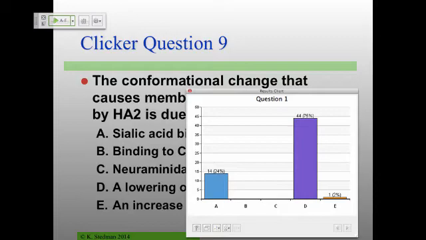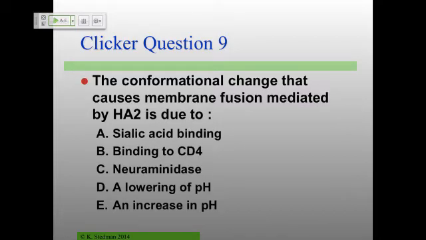You do have sialic acid binding, which causes a conformational change, but it's not a conformational change which is causing the membrane fusion. So our answer here is D. Okay, I always have to remember to close the results. Sialic acid binding from HA1? Yes, HA1.